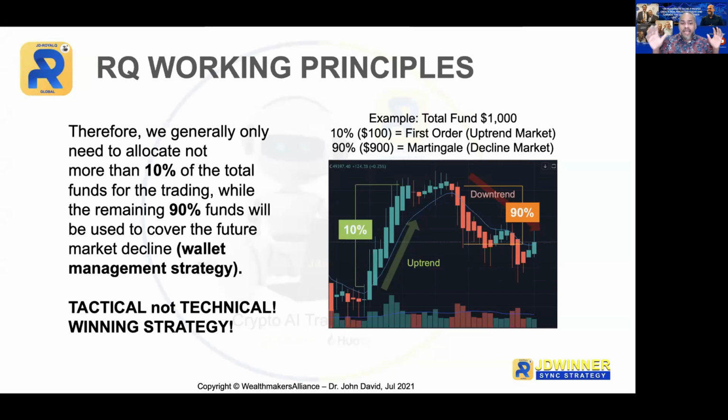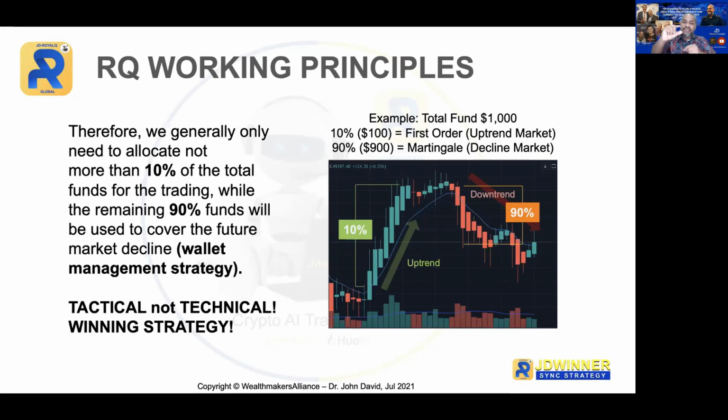While the remaining 90% of the fund will be used to cover the future market decline. And this is where we have the 80-20 wallet management principle in place, so that 90% of your fund will take care of the declining market. If you look into this example, you can see exactly that we are only using 10% during the uptrend market. That's all. So if you put $10, it will only use $10.